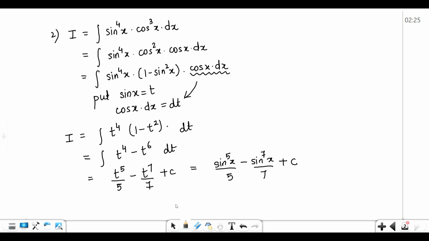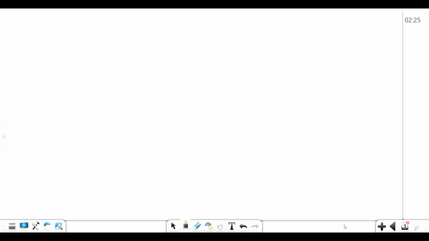Okay, now let's just move on to the next part, that is example 3, integration square root of tan x the whole upon sin x into cos x. Now here we have three trigonometric terms. If you can see, we have three trigonometric terms: tan, sin, cos.